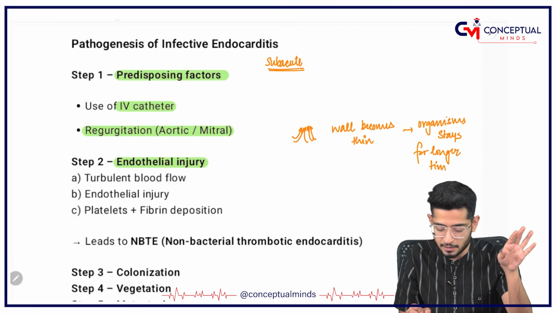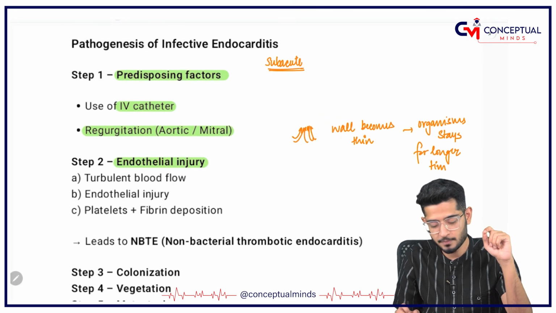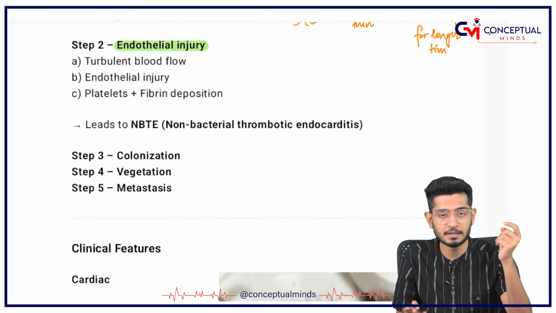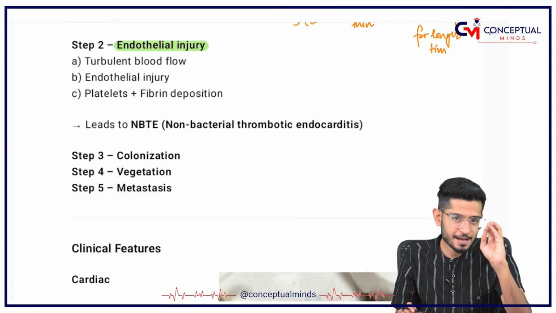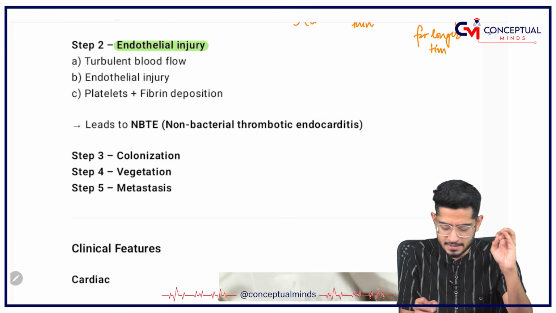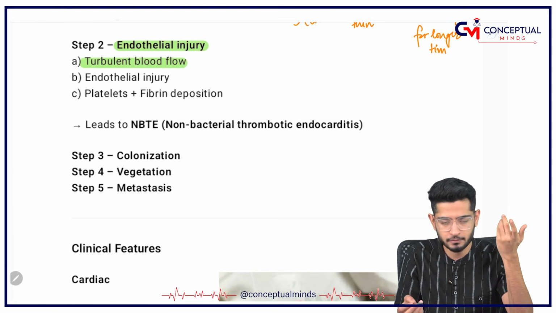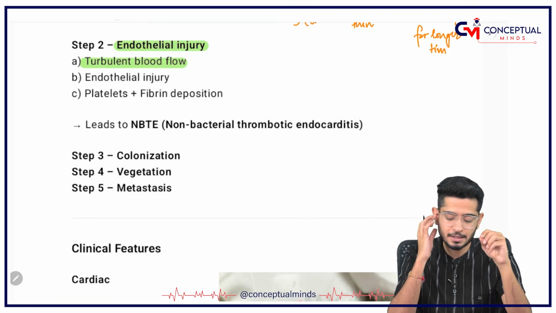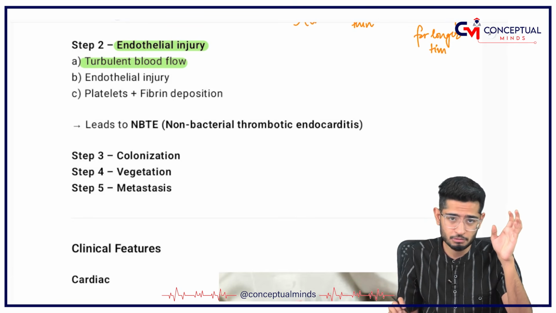Secondly, there will be endothelial injury. So first is the predisposing factors, second can be endothelial injury. If the endothelium is damaged, just like turbulent blood flow can be there, the turbulent blood flow leads to what? That leads to the damage of the endothelium.